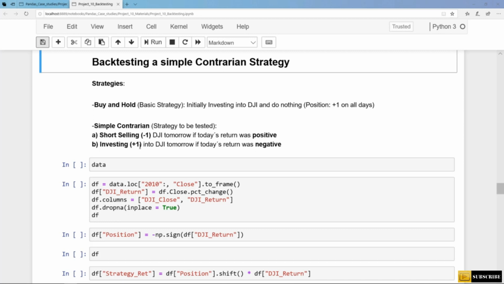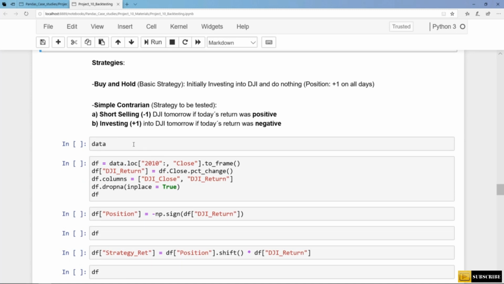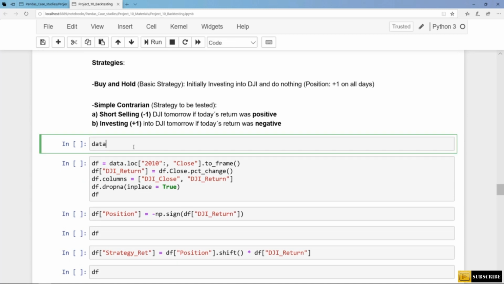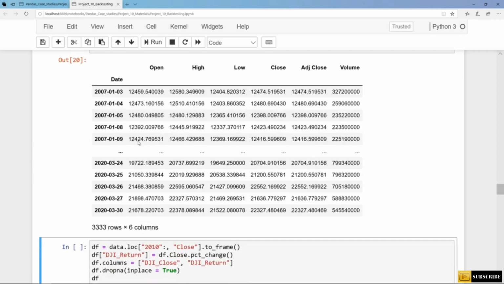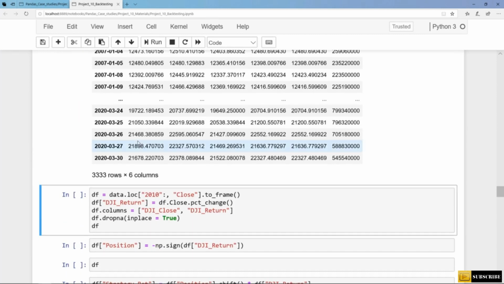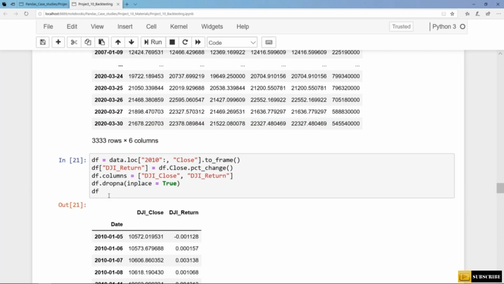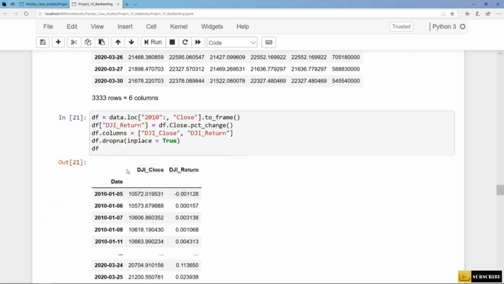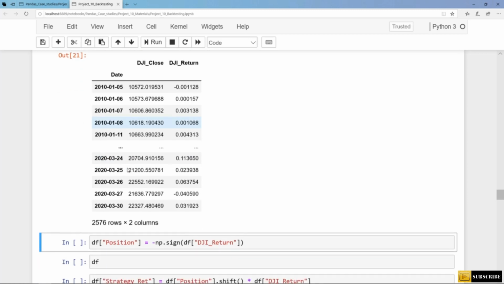But first of all, let's restore our data frame df. So we have still saved the original data that we imported from the CSV file. And with the following operations, we again create df. So here we have daily prices and daily returns between 2010 and the end of March 2020.